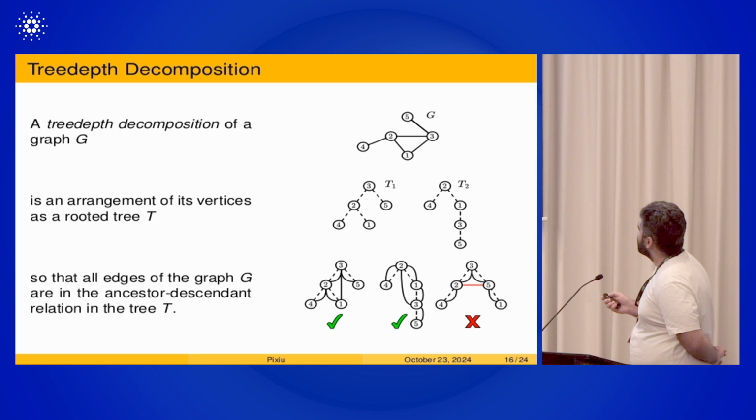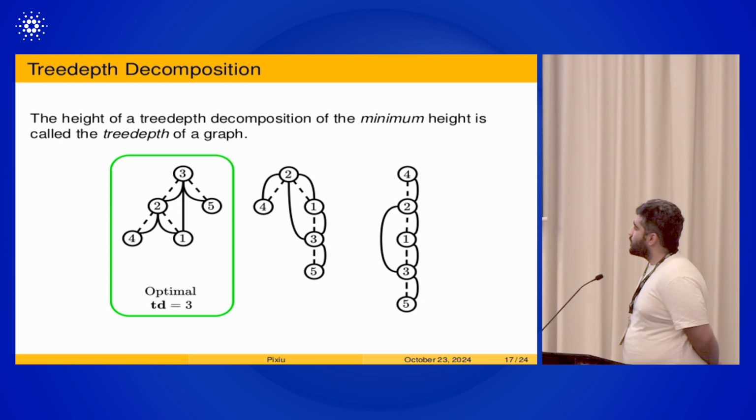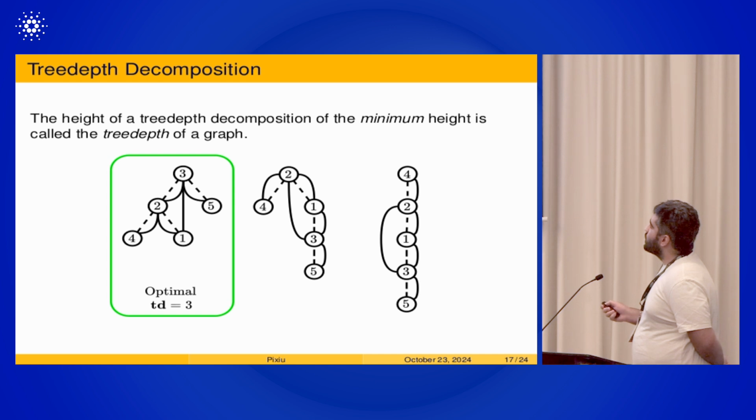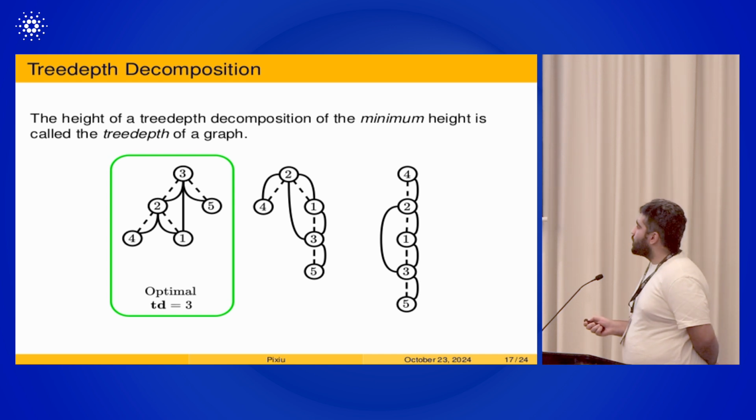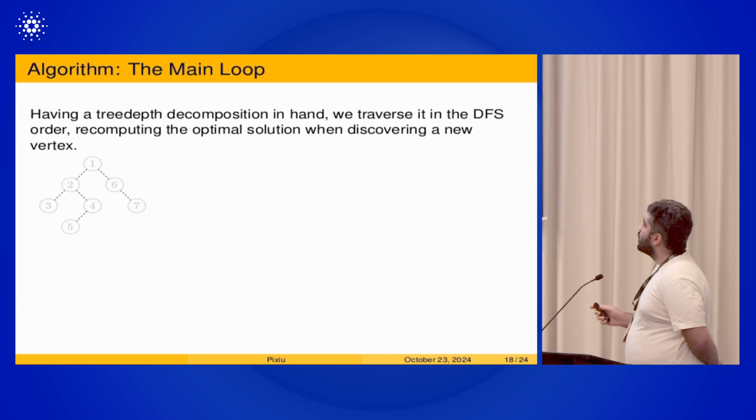Okay, so let's move on. And we define our sparsity parameter here. We call it tree depth. Among all the possible tree-depth decompositions, the smallest depth is what we call the tree-depth parameter, which here is 3 because the depth of the graph is 3. Okay, let's see how I can use this decomposition, or this nice tree, to solve my very hard problem.